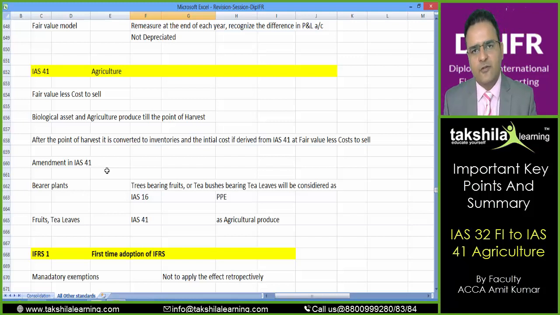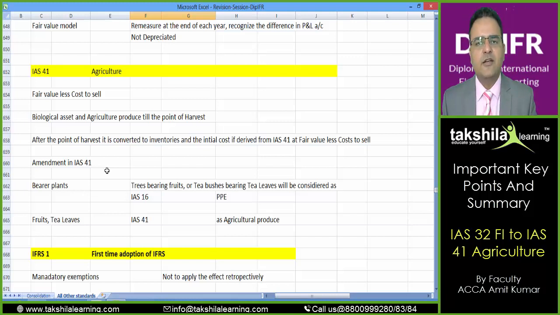So this difference in quality and quantity is measured at the end of each year in terms of fair value less cost to sell, and we define how much of the change is because of the quantity and how much of the change is because of the quality, in terms of fair value less cost to sell. So agriculture products like biological assets or agricultural produce at the point of harvest are being measured at fair value less cost to sell.